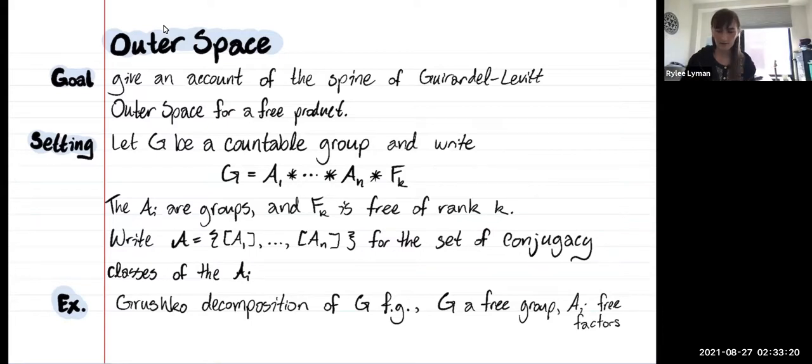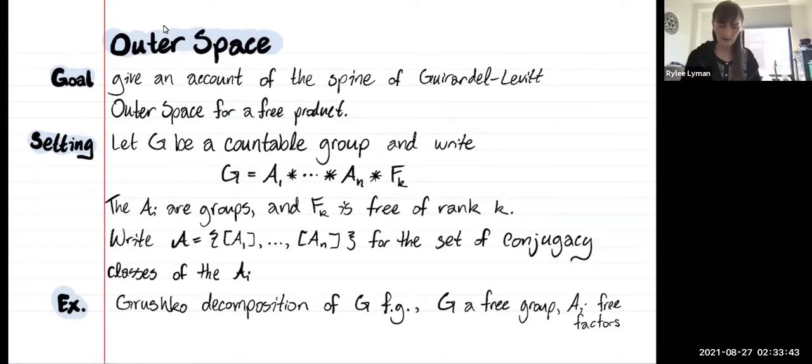But that's not the only case of interest. A really interesting case is where G is itself a free group and the A_i are free factors of G. This is what allows you to study automorphisms of free groups inductively. This is the right setting for induction. So that's our setting.